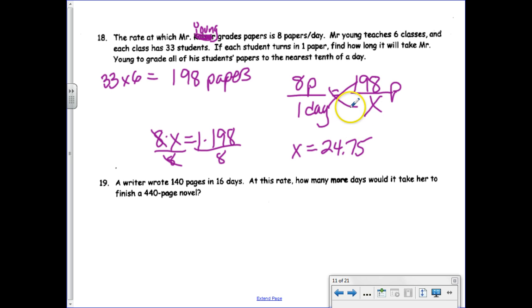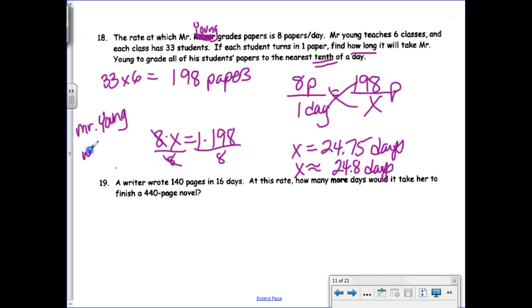Ask what we've got. It says how long, and we're measuring in days, so it's going to take this many days. But the directions here also said to the nearest tenth of a day. So you should say, okay, it will take him around 24.8 days. And we should write that out then. Mr. Young will need 24.8 days to correct.